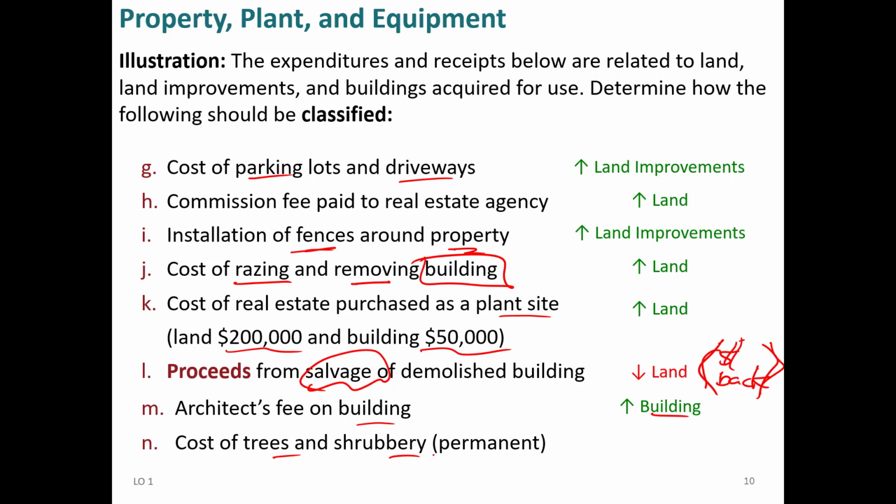Cost of trees and shrubbery. Now, some people look at this and say, that's just a land improvement. Well, here's the thing. When you install a tree, that sucker's going to start planting roots. And generally speaking, that's going to be something permanent over time. I don't want you guys to worry about having to make judgment calls about this. So if I say something we put into place is permanent, unlike a parking lot, which can be torn up, trees, consider those permanent. That'll just be part of the land overall itself.